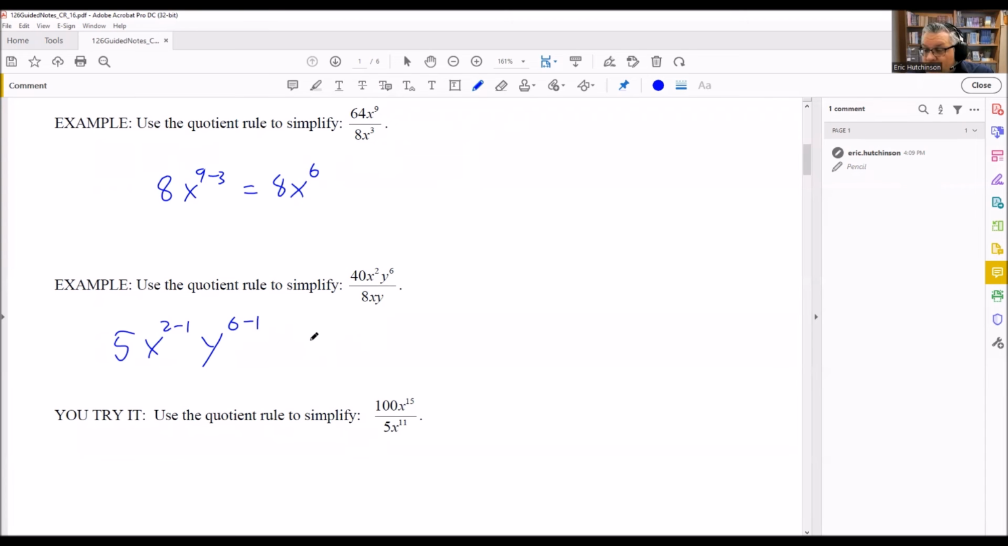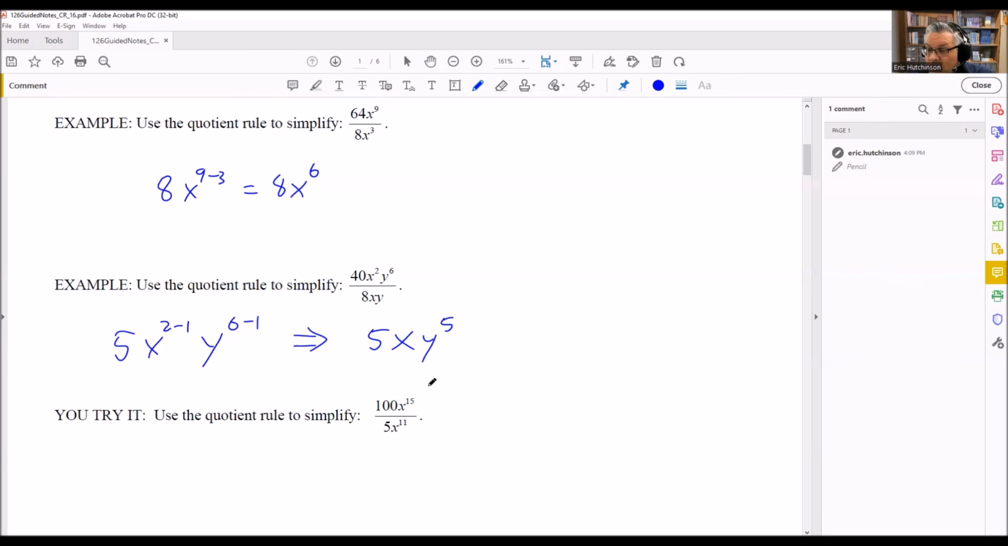And then we're just going to simplify this. So the next step is going to be 5x to the first power. We don't have to put the 1 there. And then y to the 5th. And then that would be your answer.